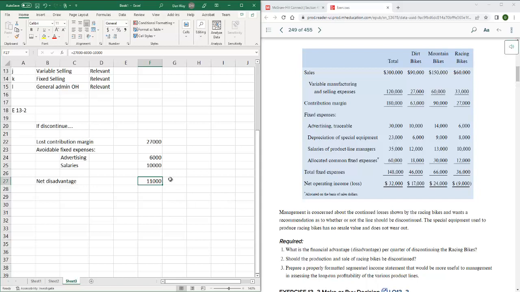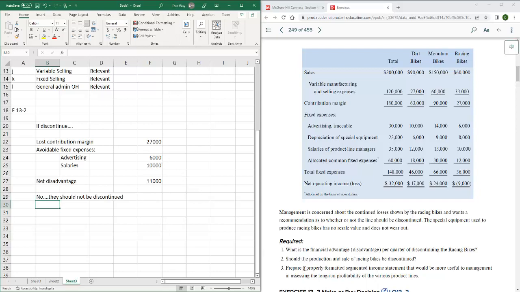So if someone asked us, should the production and sale of racing bikes be discontinued, as we're asked in part 2 there, the answer is all things equal, no, they should not be discontinued. It would make the company worse off as a whole.